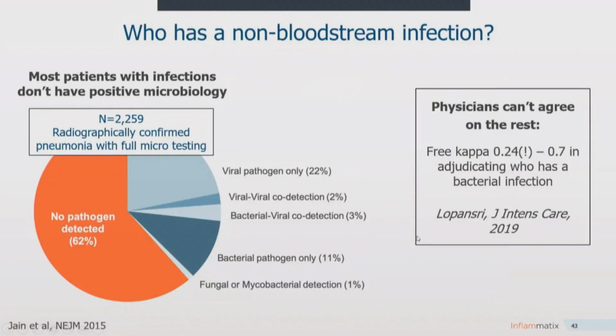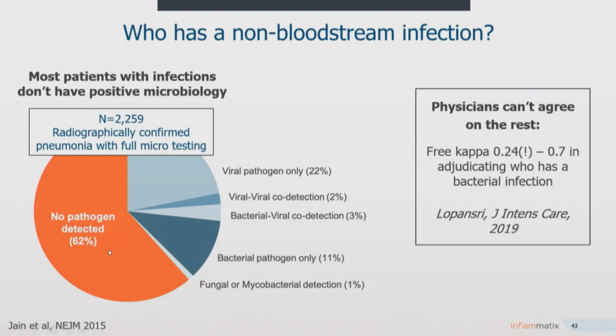This was, I think, pretty elegantly put together in another study by Jain et al. in the New England Journal in 2015, where 2,300 patients with a radiographically confirmed pneumonia were subjected to a full suite of microbiology testing: blood cultures, nasal respiratory panels, sputum culture, urine serologies, the whole gamut. And across these 2,300 patients, where we knew that an infection was present, we could not detect a pathogen in 62% of that cohort.